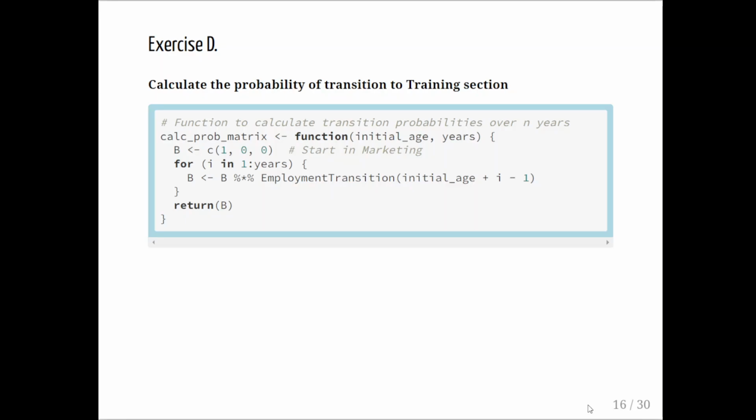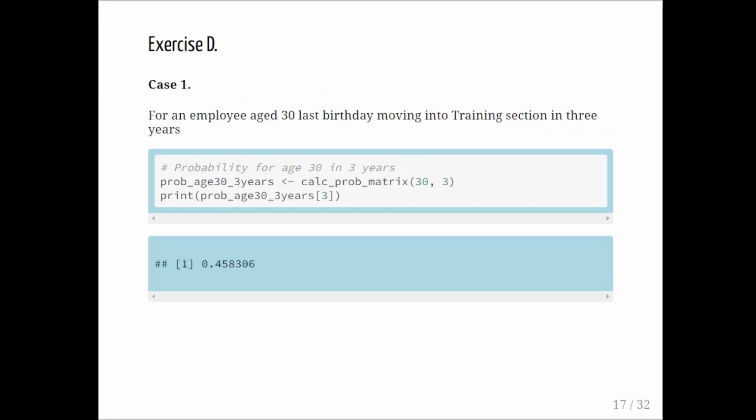So it's just to reconcile years to the age the person will be in that year. Okay, and return B, just return the matrix. Return the B as the probability or the state of the person in that year. So we're ready to go now.